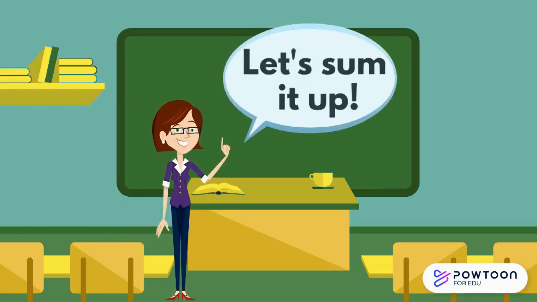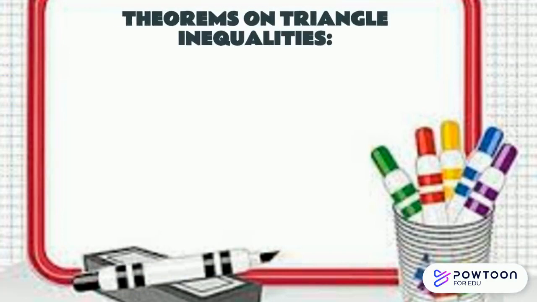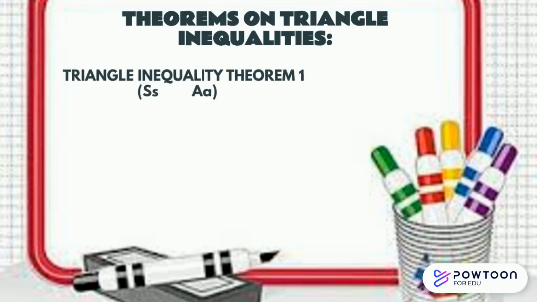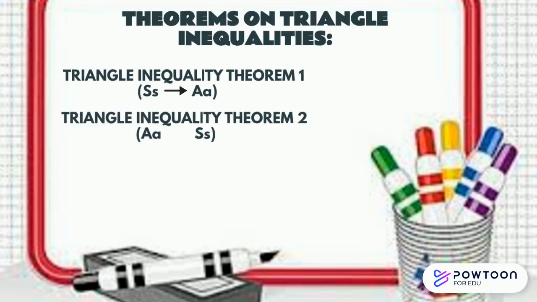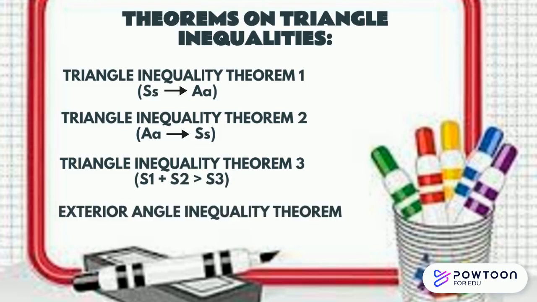Let's sum it up. We had just discussed the theorems on triangle inequalities. Triangle inequality theorem number 1, or that is the relationship between the sides and the angles of a triangle. Triangle inequality theorem number 2, or that is the relationship between the angles and sides of a triangle. Triangle inequality theorem number 3, or that is the sum of the two sides of a triangle is greater than the third side. Finally, exterior angle inequality theorem.